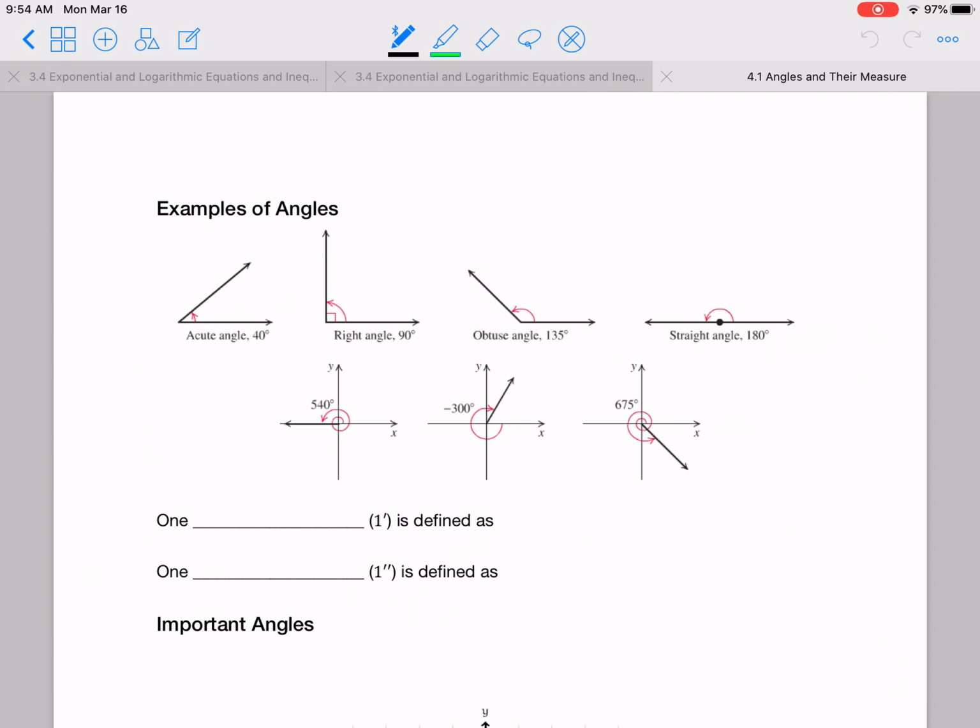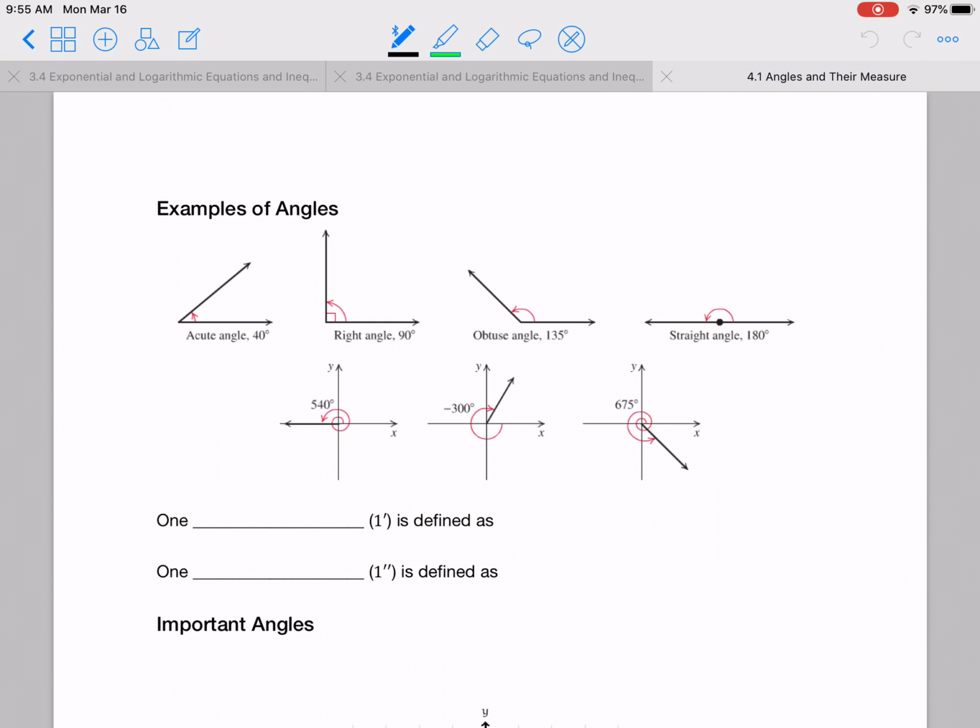Here we have acute angles. Those are going to be less than 90. We have right angles. Those that are right at 90 degrees when we've basically done 1/4 of the full 360-degree rotation. An obtuse angle is greater than 90. Straight angle at 180 degrees. That's basically just going to end up giving us a straight line with where we started with.